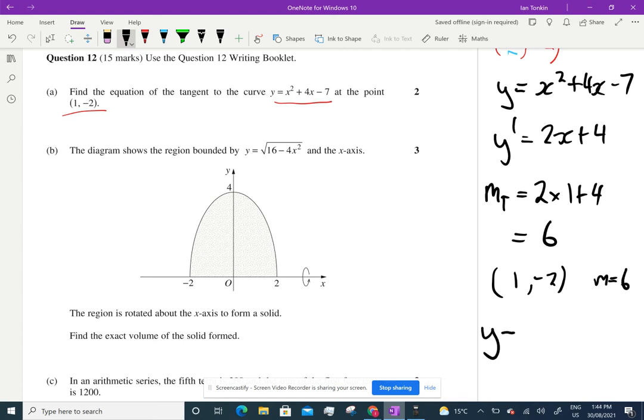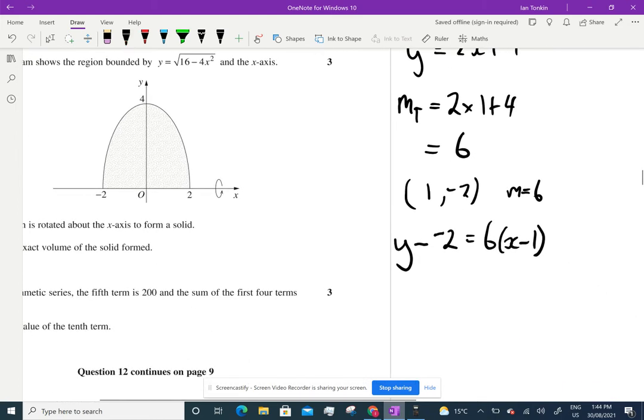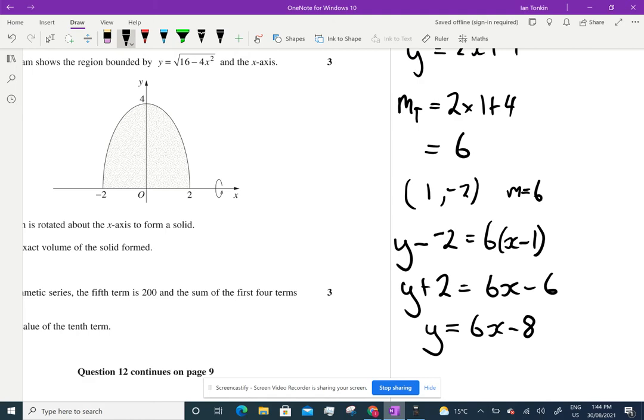Y minus the y value equals m outside of x minus the x value. Too easy. Y plus 2 equals 6x minus 6. Now, how you then write this is up to you. I'm just going to take that 2 over: y equals 6x minus 8.